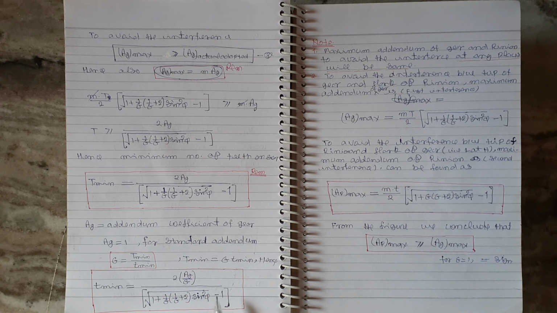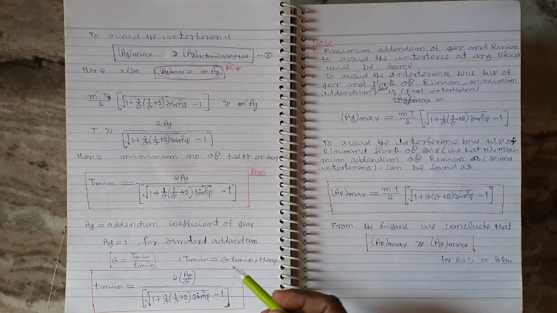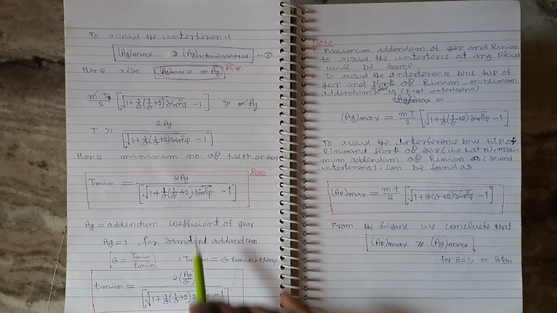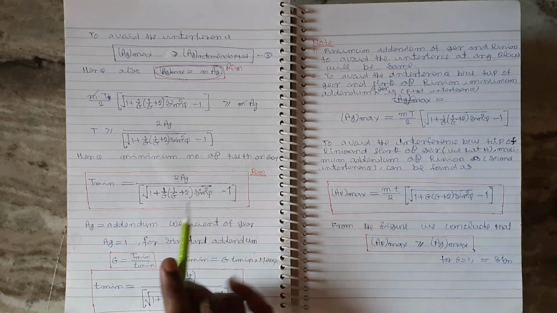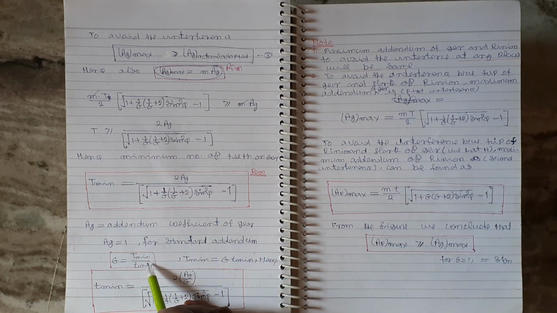A different formula is given in some of the local books. You don't follow that formula. You follow this formula. This is a very foolproof formula. If you want to calculate the minimum number of teeth on the pinion, you can use this formula, or it will be better to first calculate the minimum number of teeth on the gear from this formula, then from this formula calculate the minimum number of teeth on the pinion. That will be better.